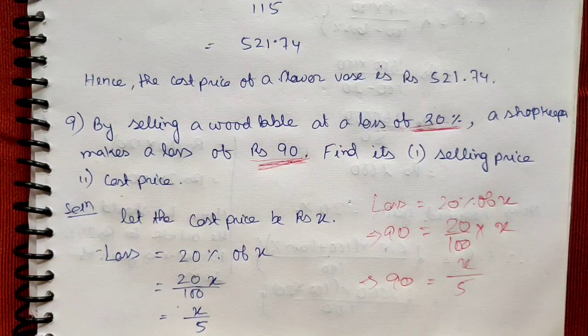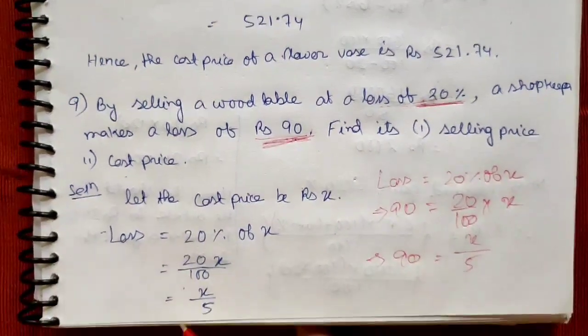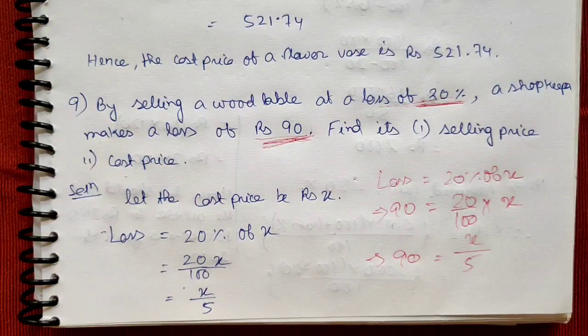So we will use this a few moments later. So let us proceed and solve the question. So first thing we will write, let the cost price be x. Now loss is what? 20% of x, isn't it? So 20% of x is what? 20% means 20 divided by 100 of x, that means 20 into x over 100, that means x by 5, isn't it?